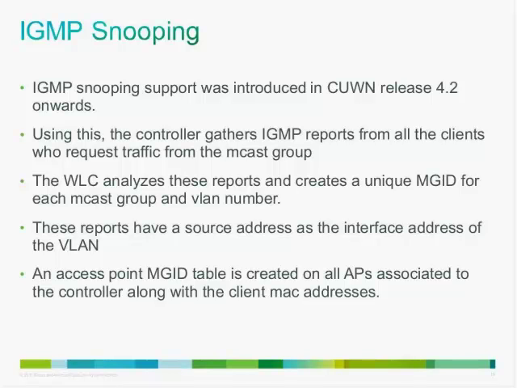So when the clients send IGMP reports, the controller will analyze these reports and create a unique MGID on the controller for each multicast group and its corresponding VLAN number. The reports will have a source address, which is the interface address of the VLAN from which the client traffic is received. An access point MGID table is also created on all the access points associated to the controller, along with the client MAC addresses. This way the access points will know how many clients are listening to the data, and will forward the traffic across the corresponding WLANs accordingly.